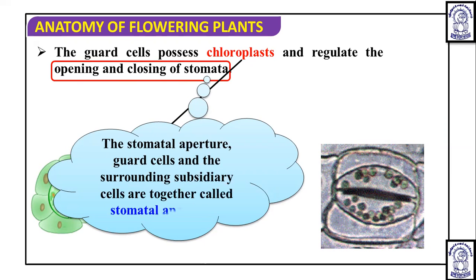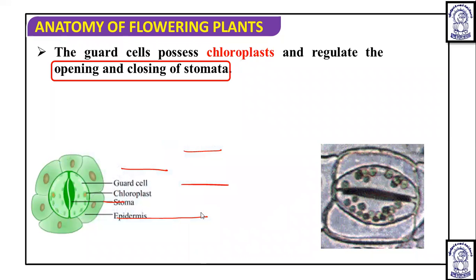Now, these guard cells, along with subsidiary cells and the stomatal pore. What does stomatal aperture mean? Stomatal aperture is nothing but the stomatal pore. Then the guard cells and the subsidiary cells together constitute a stomatal apparatus. Together, they are called a stomatal apparatus.